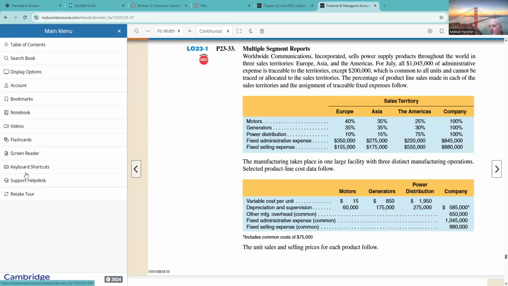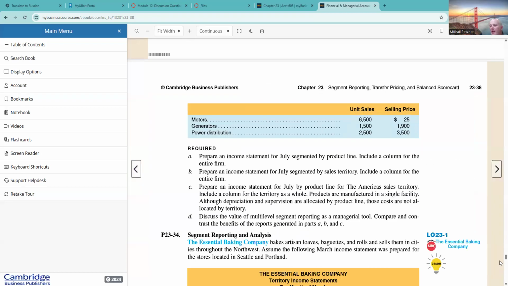So you're given data on allocation first, on variable cost second, and then you're given data on the unit sales and prices, right? So that's what we're going to do in this nice problem.